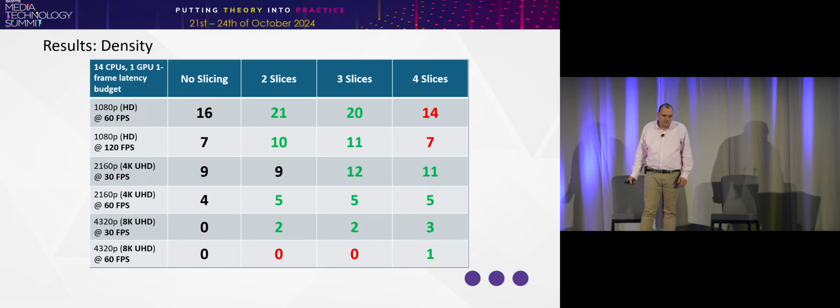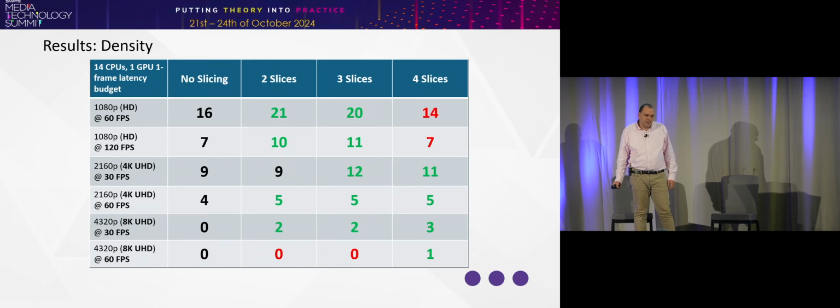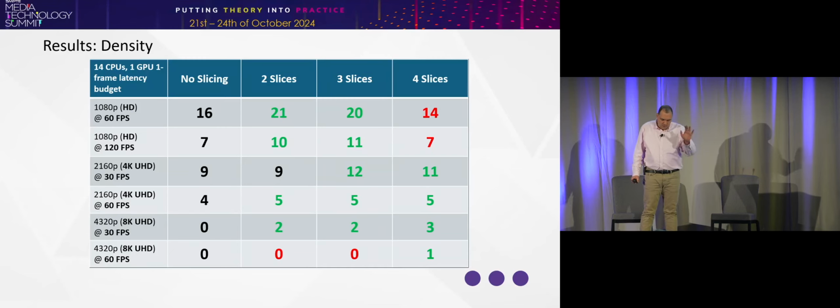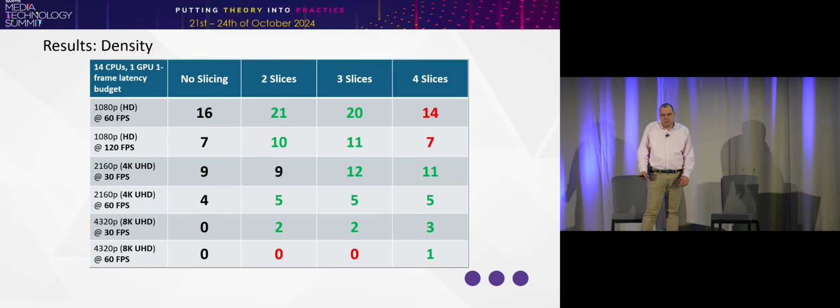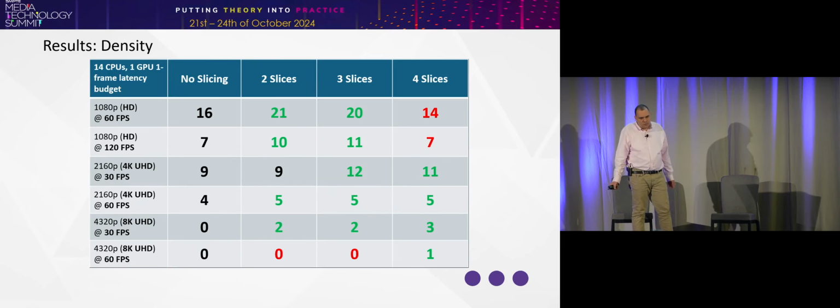So here we see that, yes, the decrease in latency from slicing does allow us to run more streams. Here, exactly like in these experiments, we assume that we have a 1 frame latency budget. So for 60 FPS, we can go over an added latency of 16.67 milliseconds for any of the streams. And this is what we get as a result. So it's not bad.